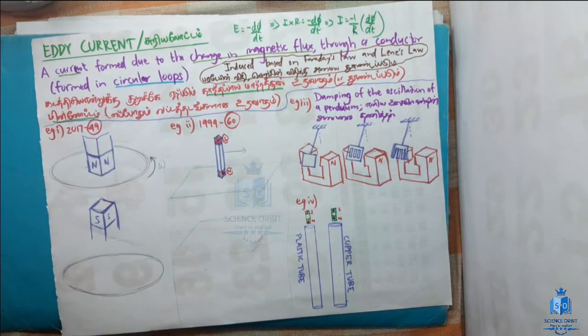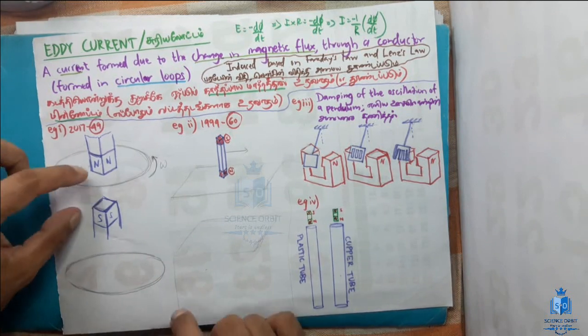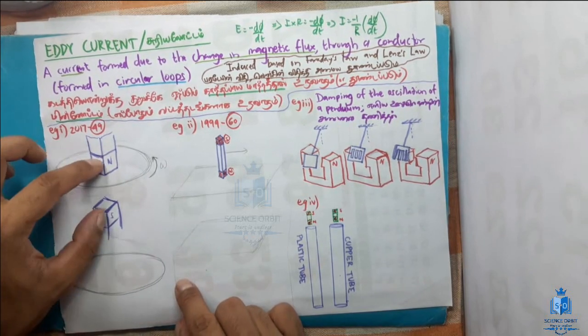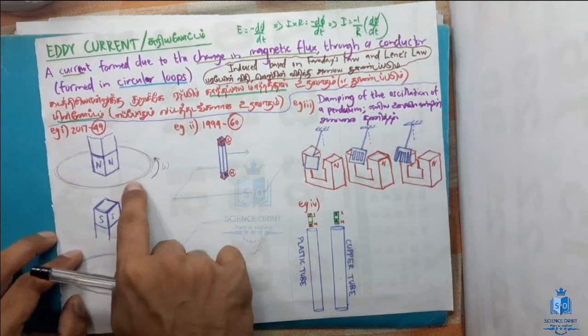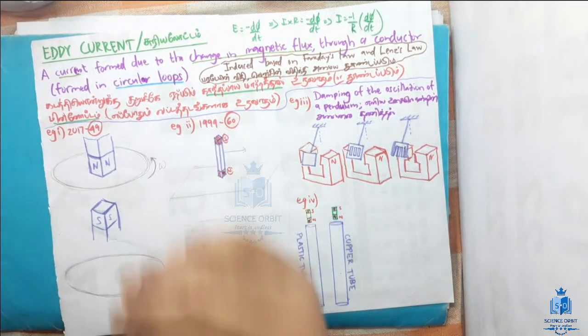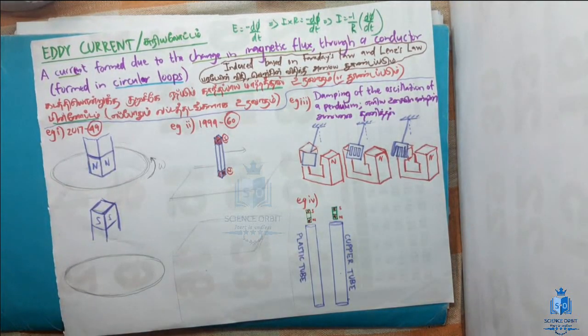All right. So before I move on, for you to get a better understanding, let me quickly draw the magnetic field lines. We know that from north pole to south pole there are going to be magnetic field lines, and this circular disc is cutting those magnetic field lines. That's where the eddy current is going to be formed.